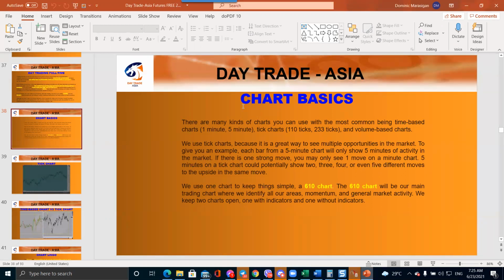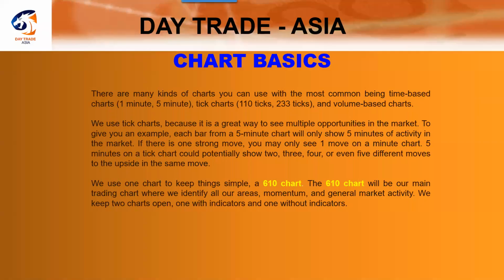Okay, so we're now going to start on chart basics. The first thing we covered on the first day was basically the basics of what E-mini futures are and what ES is, and that's what we trade, ES. So what we're going to do now is the chart basics. There are many kinds of charts that a lot of traders use. The most common one is the time-based chart. It can be 5 minute, 15 minute, 30 minute, 1 hour, daily, and so forth. Each bar will close every 5 minutes if it's a 5 minute chart, or every 15 minutes if it's a 15 minute chart. That's what we call a time-based chart.